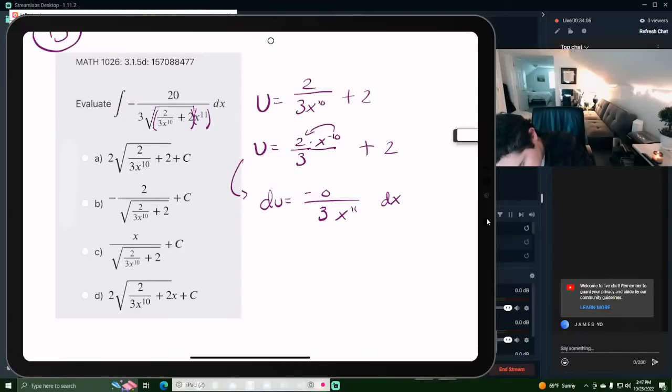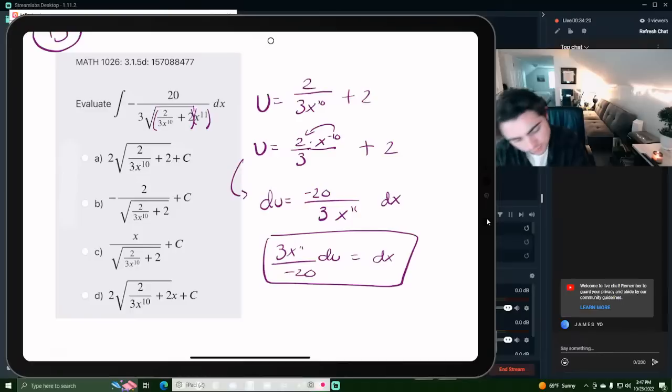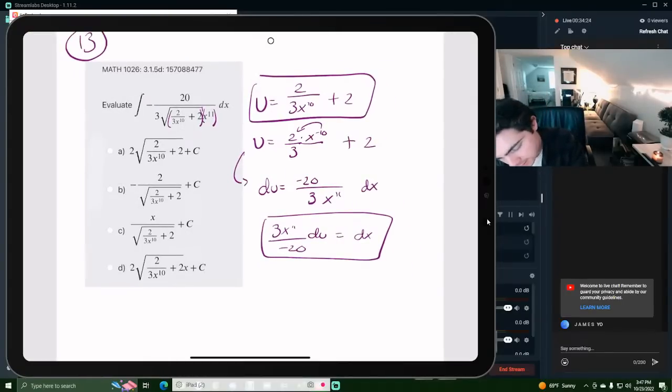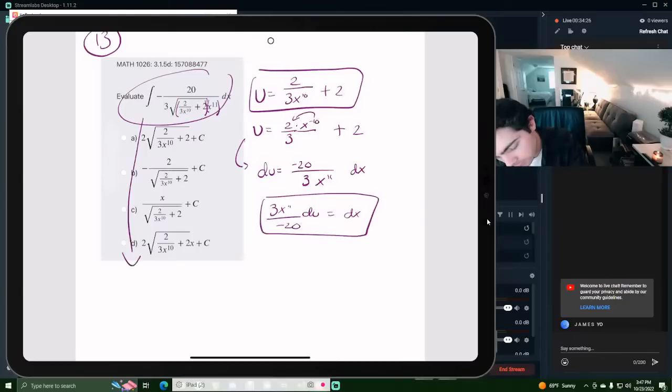I'm going to rewrite this too because it's bothering me. And we're going to solve for dx by multiplying by the reciprocal. So 3x to the 11th over negative 20 du equals dx. So we have our u, we have our dx. I'm going to sub things into the original integral. We're going to rewrite it.